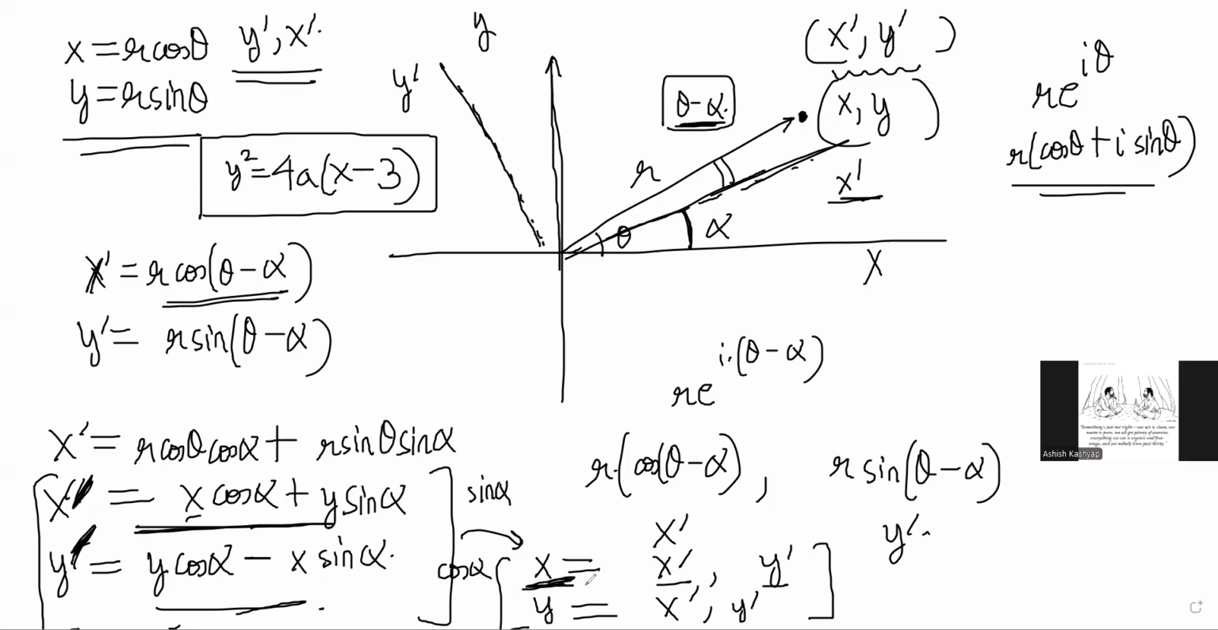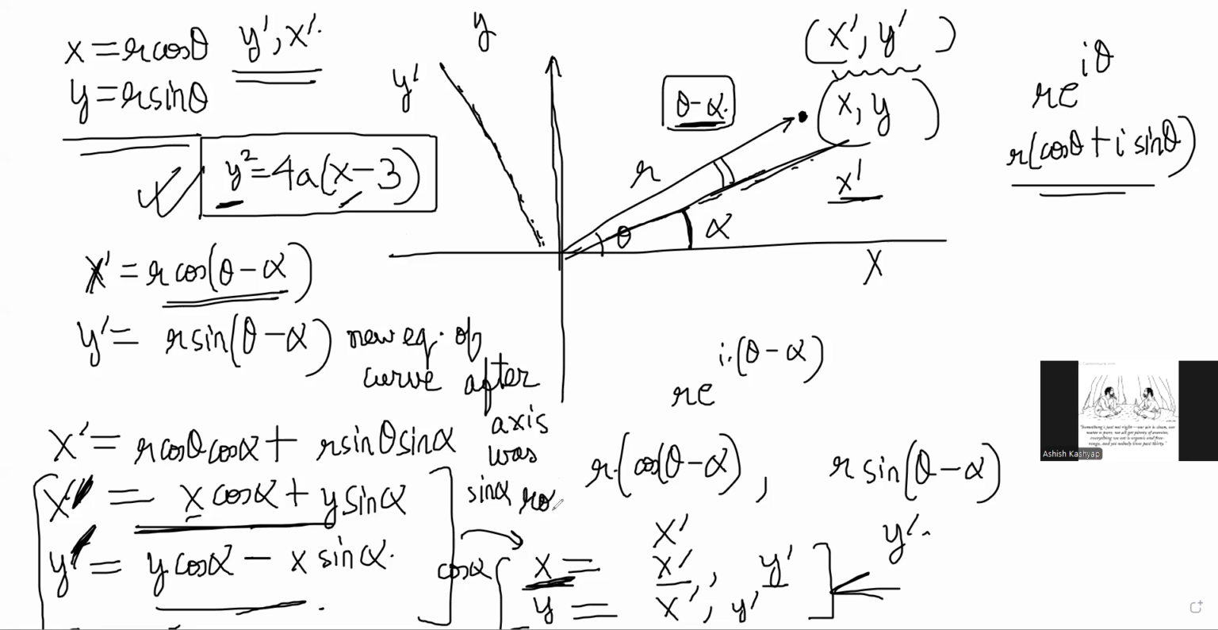Yes, sir. Once you find x and y in terms of x dash y dash, in the old equation, you can replace x and y. Correct? Yes, sir. And you will get the new equation of the curve after rotation, after the axis was rotated. Do you understand what I'm saying? Yes, sir.